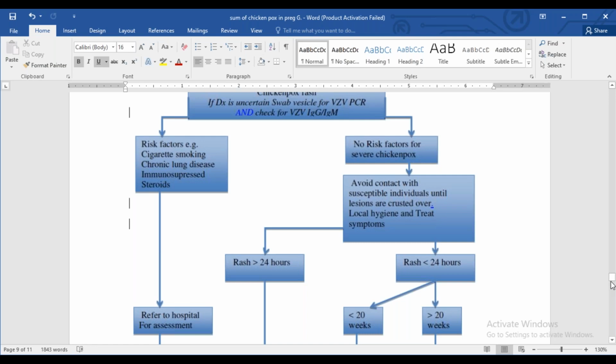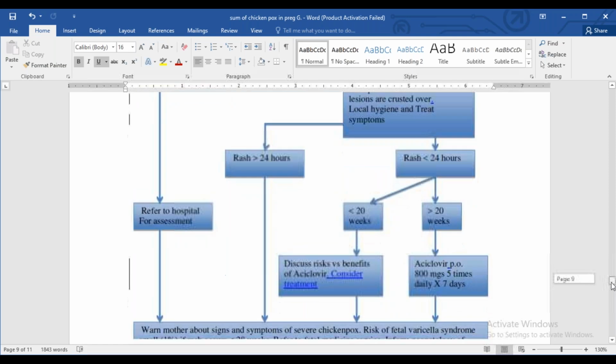But if the patient came with a rash, has no risk factors, is fit and well, and doesn't have anything apart from this chickenpox infection, you have to instruct her to avoid contact with all susceptible individuals until her vesicles have crusted over and the infectivity period has passed. You instruct her on local hygiene to avoid secondary infection of the lesions. You have to give her symptomatic treatment. If she's feverish, give her paracetamol and hydration, like this.